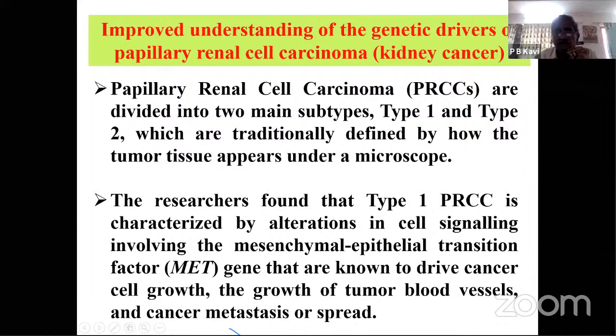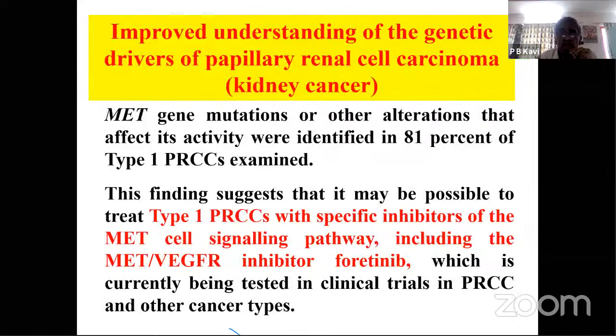Improved understanding of the genetic drivers of papillary renal cell carcinoma, or kidney cancer, is also one of the important areas. There are two different types of kidney cancers here. Type 1 kidney cancer is usually characterized by a mutation in the signaling pathway, that is the mesenchymal epithelial transition factor pathway. This MET gene, or mesenchymal epithelial transition factor gene, is known to drive the cancer here, and it is very, very important. We need to treat it with a specific drug once we discover that it is a type 1 kidney cancer.